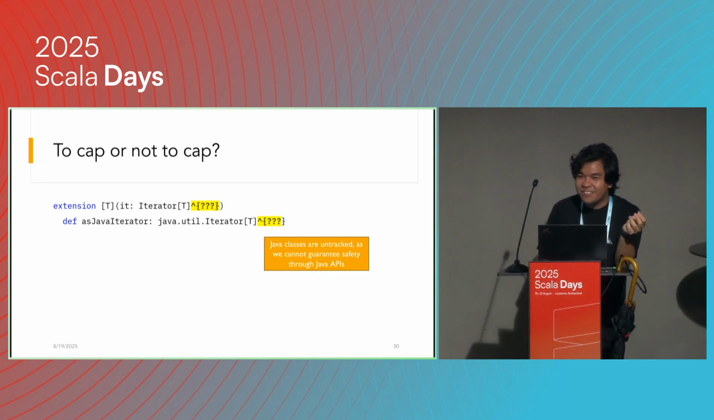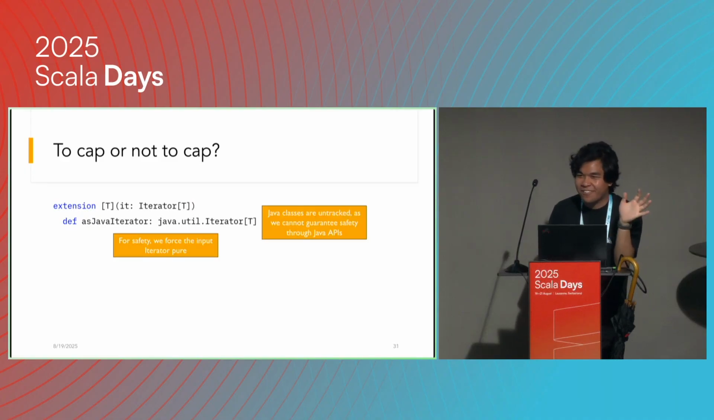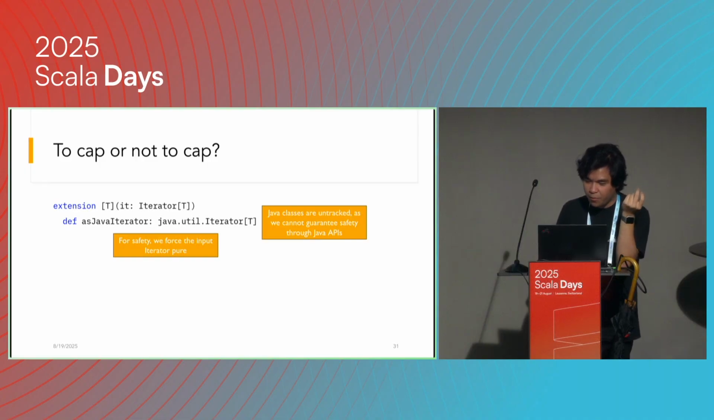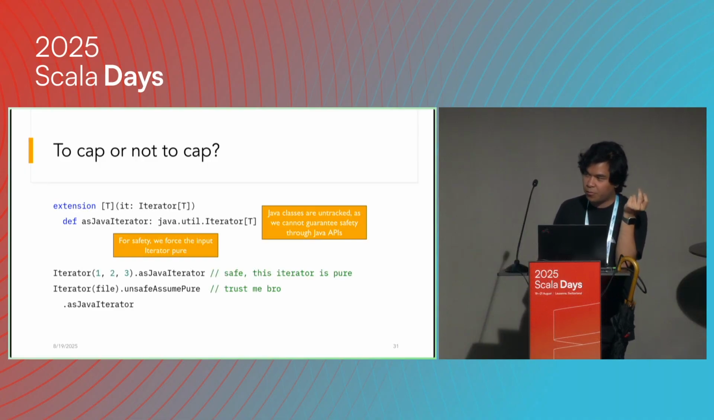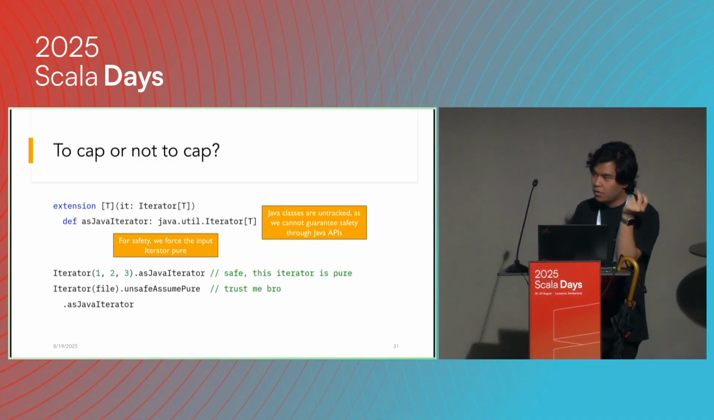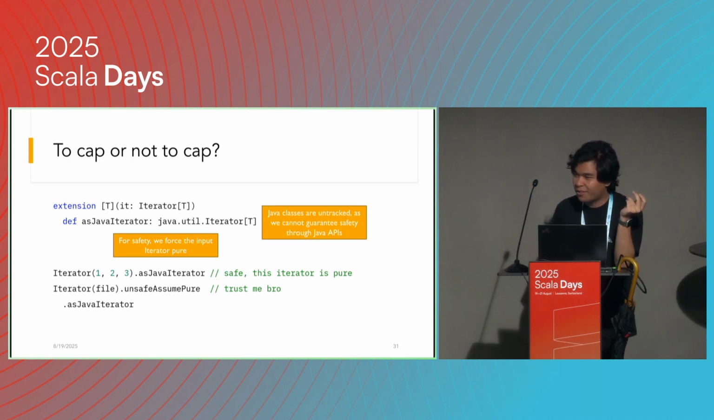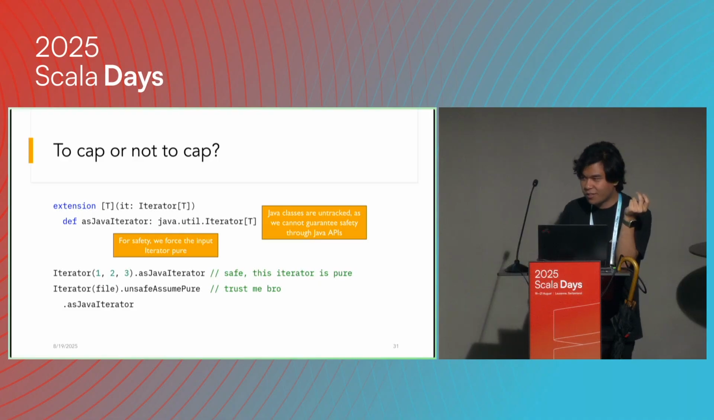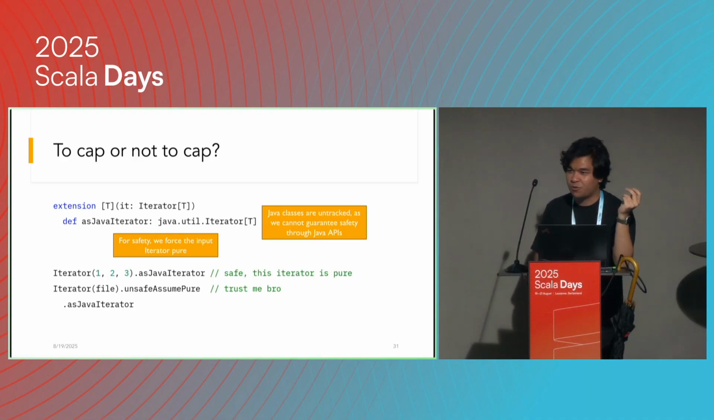So to be safe, you should, of course, force your iterator input to be untracked as well. If you're interacting with Java, surely you're fine dropping this integration because you know you're going into unsafe territory. I think it's a little bit better to push this to the user themselves. At this point, the users always have two options, right? They can construct the thing purely by construction, so the compiler can prove it, or they can go, trust me, bro, and do unsafe assume pure.